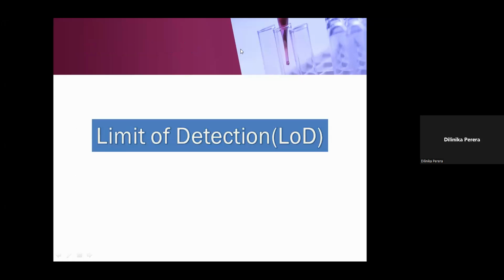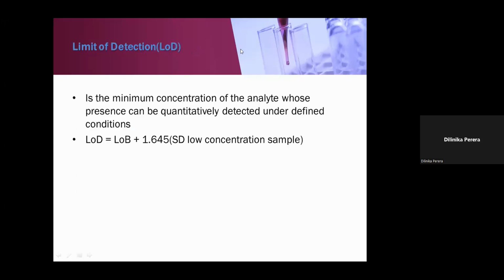And the limit of detection. What is the limit of detection? It is the minimum concentration of the analyte whose presence can be quantified under defined conditions. LOD is equal to LOB plus 1.645 times the SD of the low concentration sample. So this is LOB, and this is LOD.